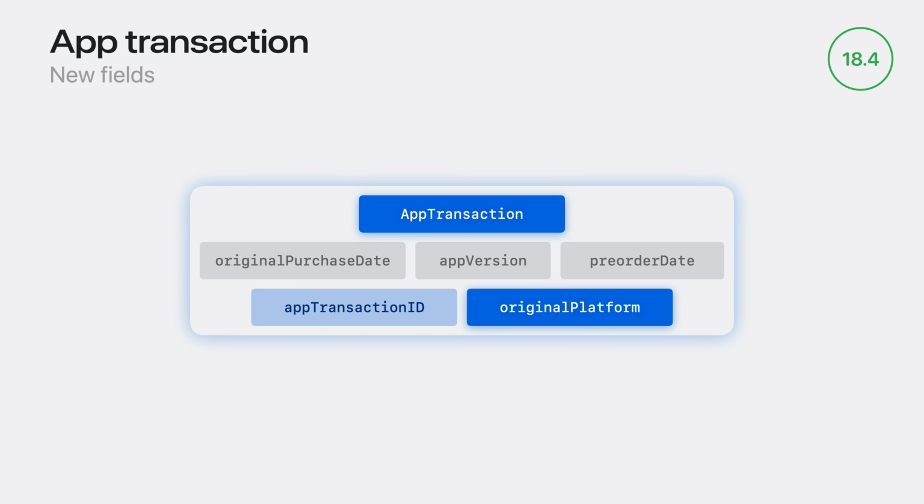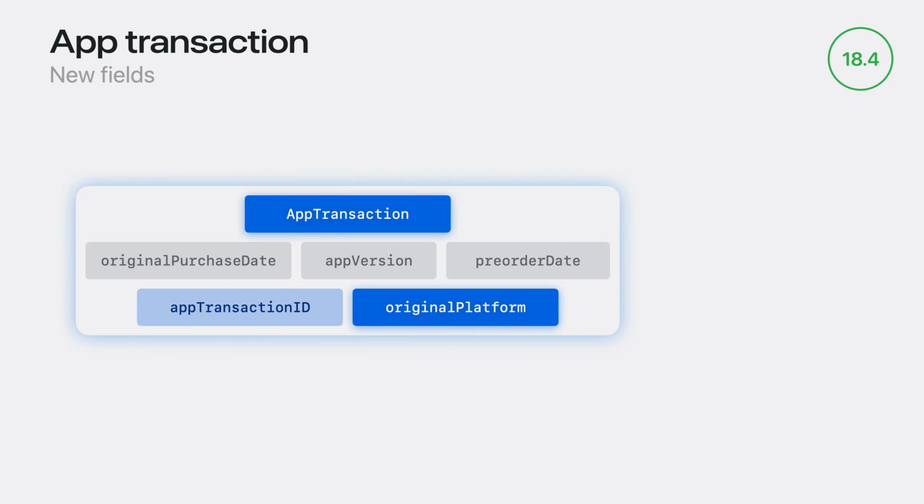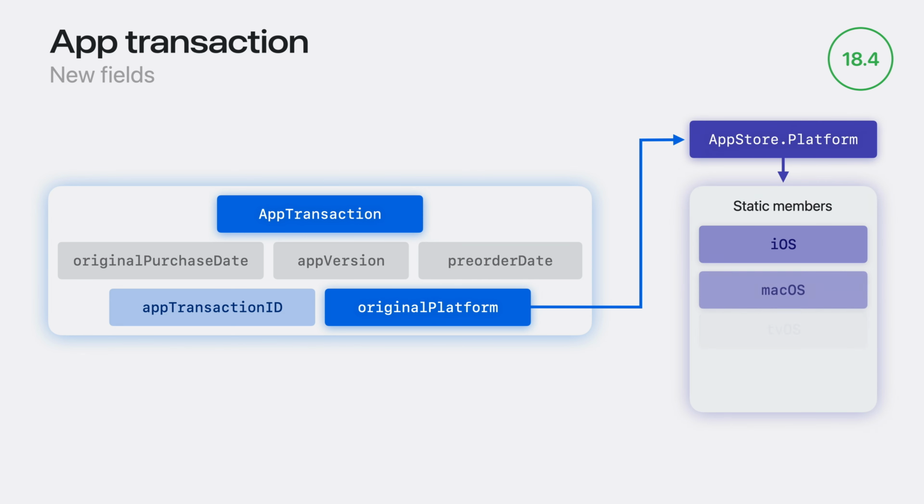iOS 18.4 also introduced the original platform field. Original platform is of a new type called AppStore.Platform. This value represents the platform on which the customer originally purchased your app: iOS, macOS, tvOS, or visionOS. These values match the target platforms available in App Store Connect. Apps people download on watchOS have the original platform field set to iOS.